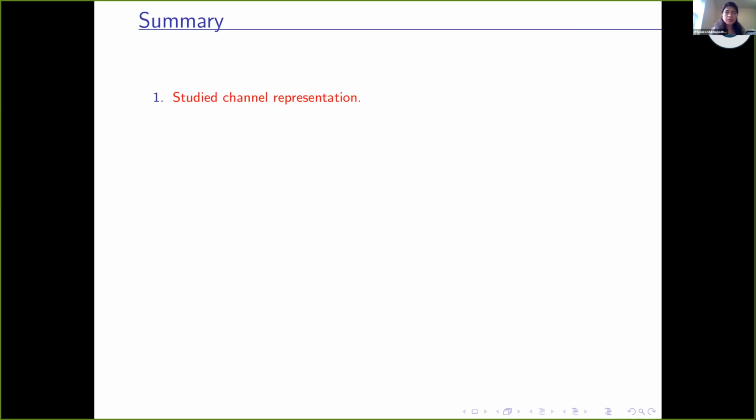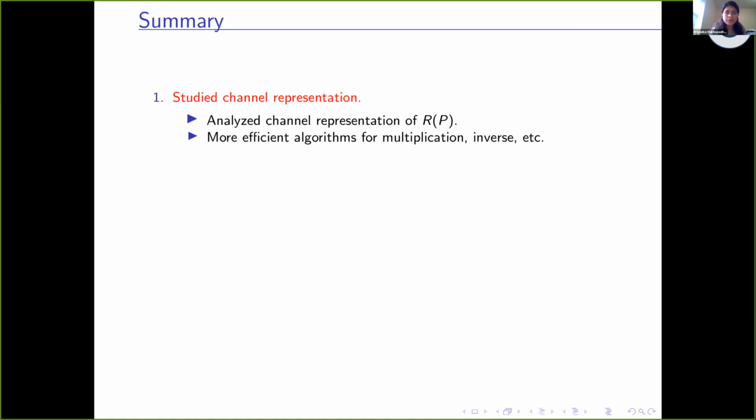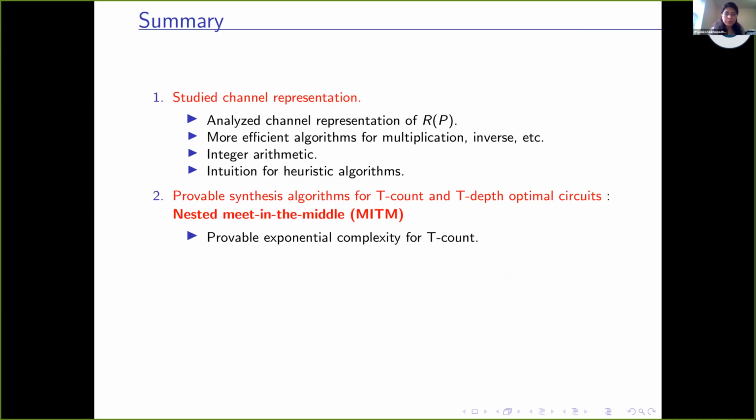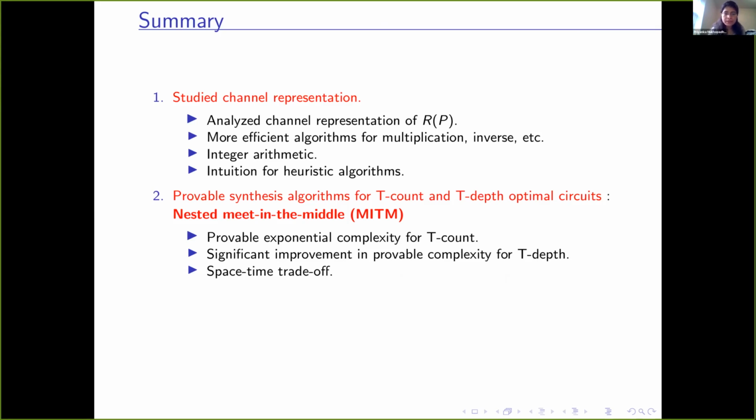So to summarize my talk, we studied channel representation of unitaries. We analyzed these matrices, which helped us design more efficient algorithms for multiplication, inverse, etc., using integer arithmetic, and it also helped build the intuition for our heuristic algorithms. We also gave provable synthesis algorithms for Tcount and Tdepth optimal circuits. We introduced the nested meet-in-the-middle technique, which gave us a provable exponential complexity for Tcount, and it significantly improved the complexity for Tdepth. It also gives us a space-time trade-off for these kinds of techniques.